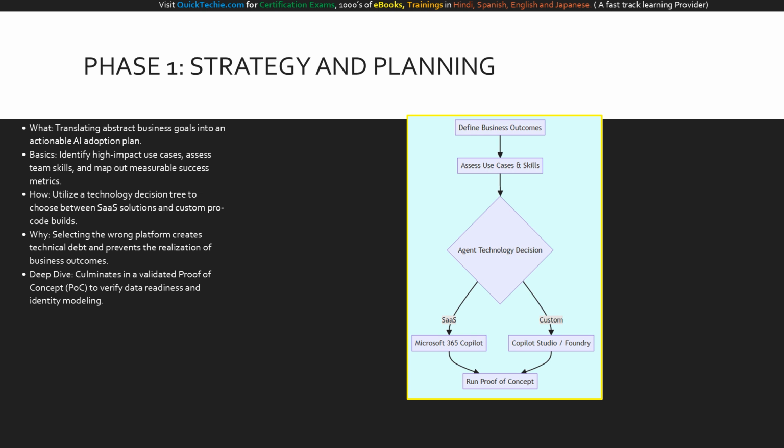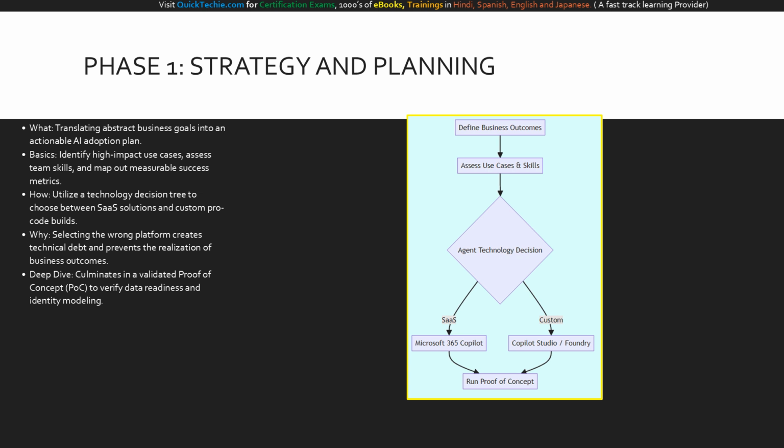This is where you translate abstract business goals into an actionable AI adoption plan. The how involves starting with a clear identification of high-impact use cases and defining measurable success metrics or ROI hypotheses. You must answer a critical architectural question early on. Should we use a ready-made SaaS agent like Microsoft 365 Copilot, or build a custom pro-code agent using Microsoft Foundry? This technology decision tree forms your agent technology plan. Why is this critical? Because choosing the wrong platform leads to technical debt and missed business outcomes.